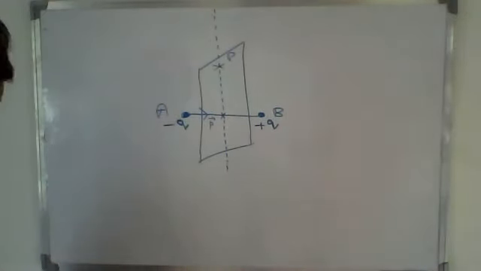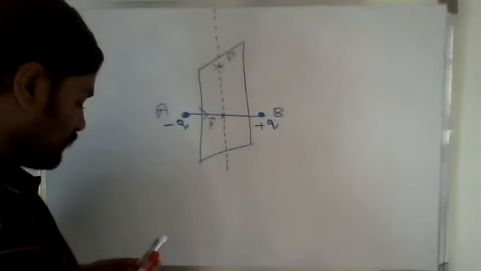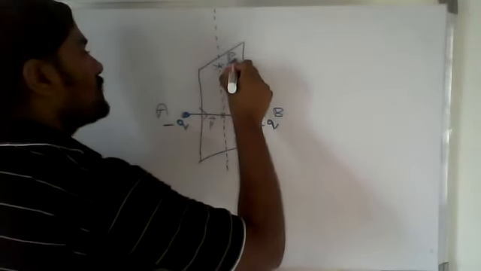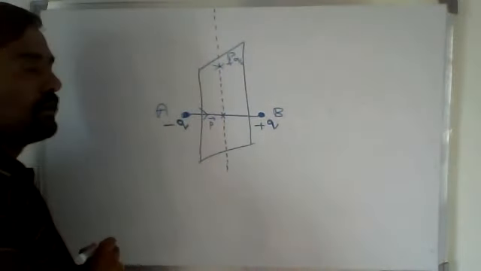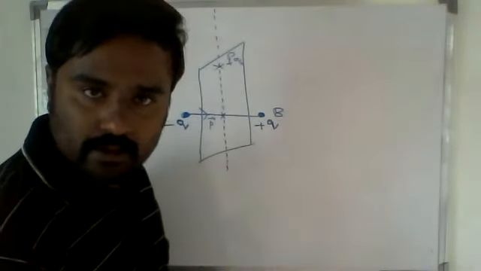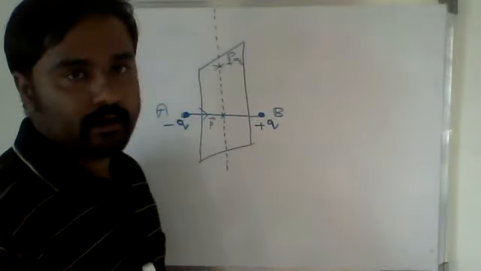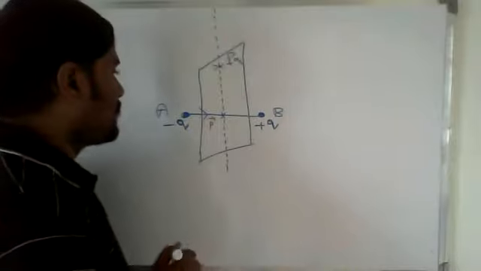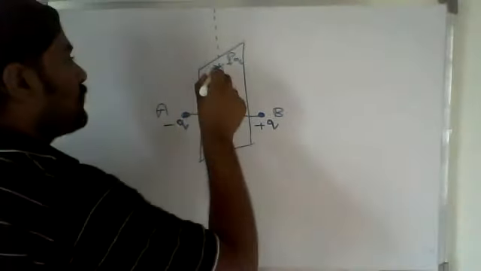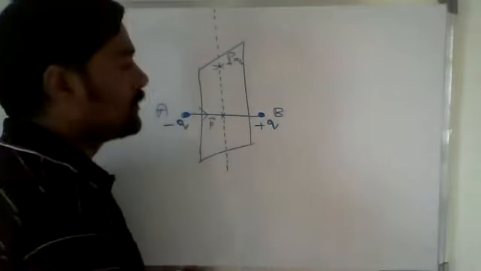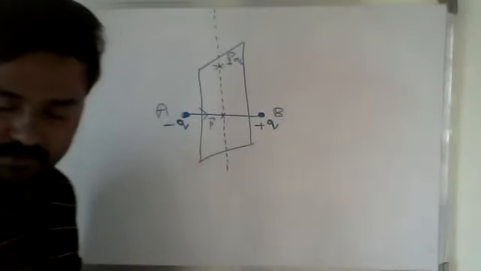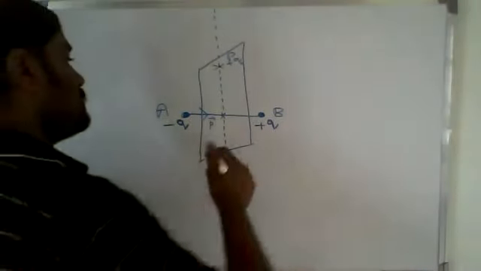Now, let us consider a unit positive test charge, that is plus Q naught, placed at the observation point P. Okay, how many electric intensities are there at point P? Two electric intensities, is it not? One is electric intensity at point P due to plus Q, and another is electric intensity at point P due to minus Q. So due to plus Q, the plus Q naught will experience the repulsive force.